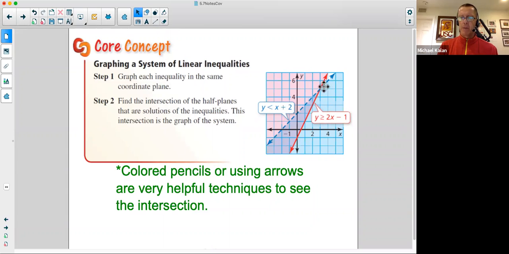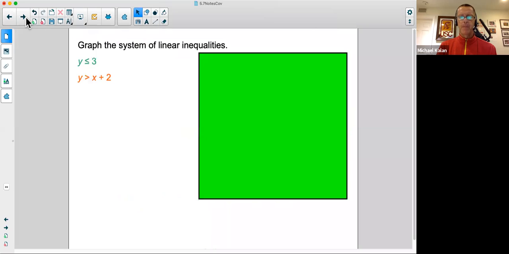So like in this particular case, that would have been this, right? This is where the pink coming off the red here and the blue are in, you know, that's their intersection right there, kind of that little wedge there. Okay, so you graph them and then you see where the intersection is of the shaded areas, okay? All right, so go ahead and graph both of these.